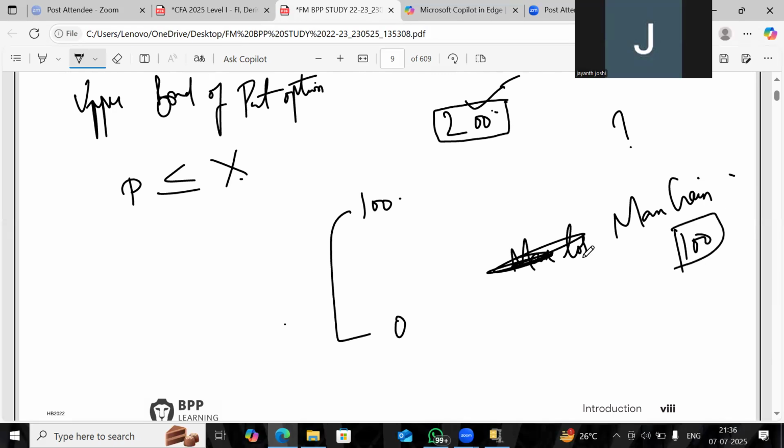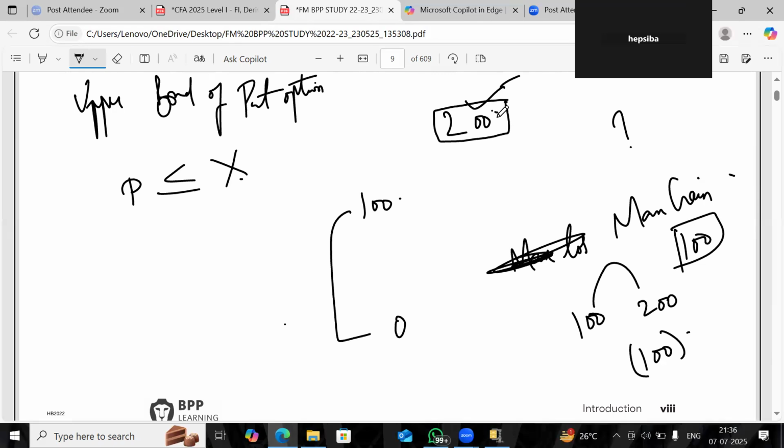So if this is the gain for you, what is the premium you are paying? 200. Still a loss of how much? 100, right? So do you think you will take a put option to sell the stock at 100, which can give you a maximum gain of only 100? Instead of that, it is better to take a stock and keep it with us. The maximum loss will also be what?